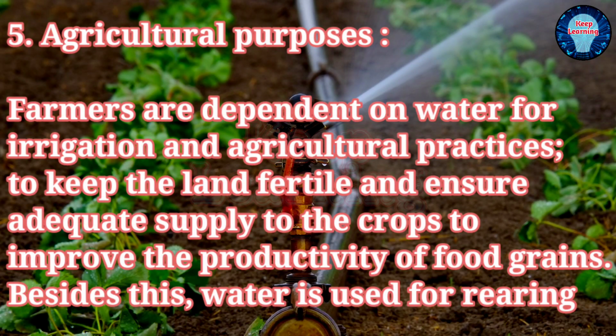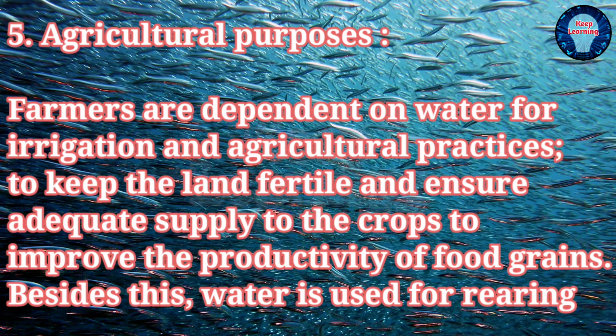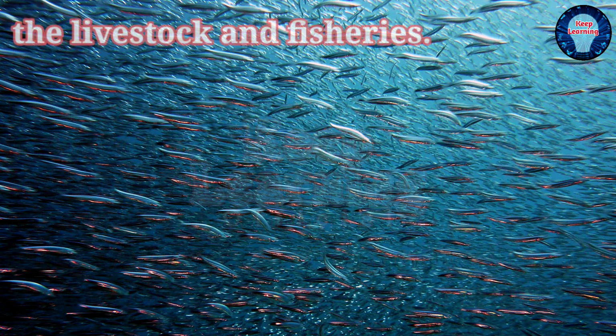Agricultural purposes. Farmers are dependent on water for irrigation and agricultural practices. To keep the land fertile and ensure adequate supply to the crops to improve the productivity of food grains. Besides this, water is used for rearing the livestock and fisheries.